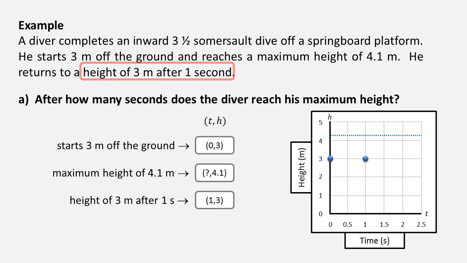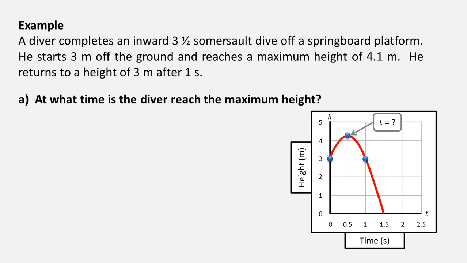We can now draw a rough sketch of the graph of the parabola for this problem. The time the diver reaches his maximum height is where the parabola intersects the blue line. Now we need to find the x-coordinate of the vertex. From our graph, we can see we are looking for the x-coordinate.